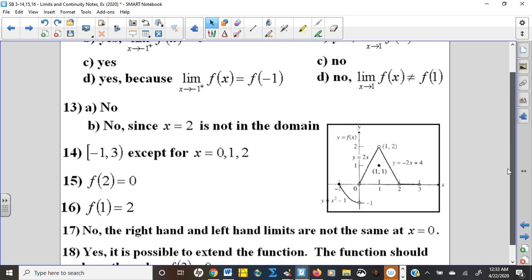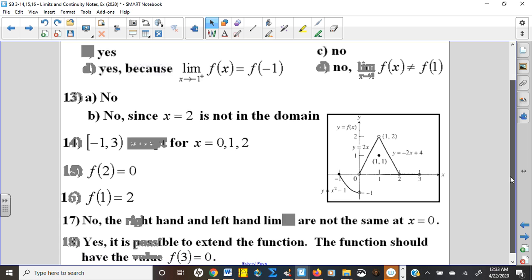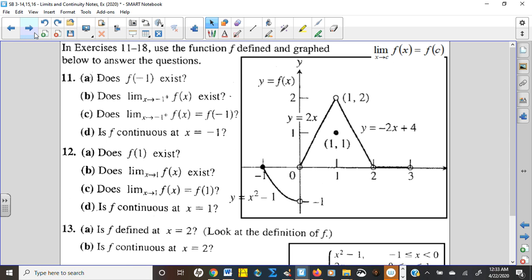If not, then go ahead and pause the video and check them, and then we're going to talk about them. Specifically, we're going to talk about problem 13 first.